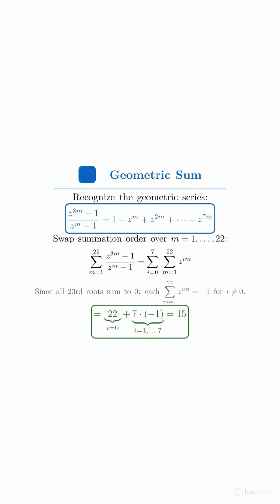For i equals 0, the inner sum is just 22. For each i from 1 through 7, all 23rd roots of unity sum to 0, so the sum from m equals 1 to 22 of z to the power of im equals -1. The total is therefore 22 plus 7 times -1, which is 15.